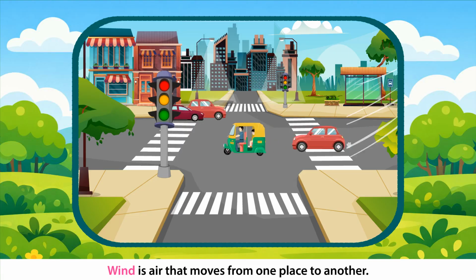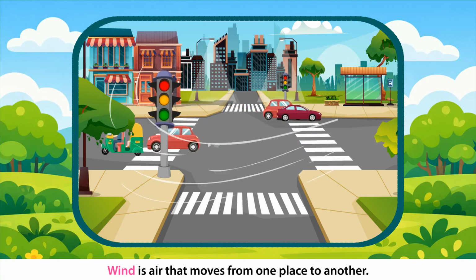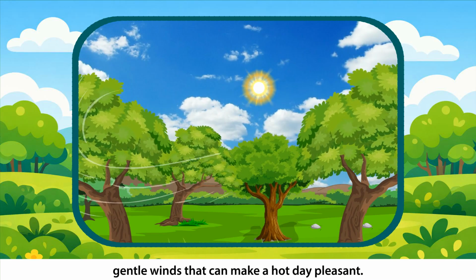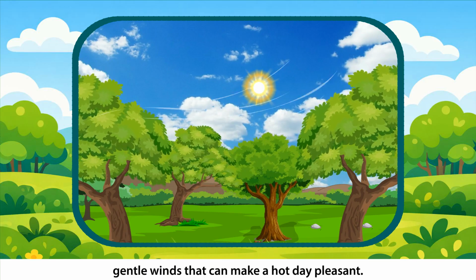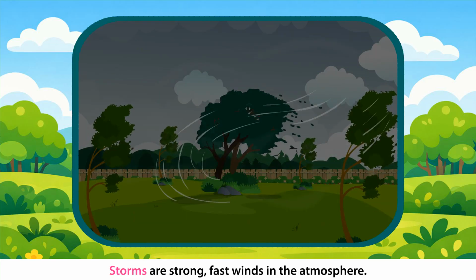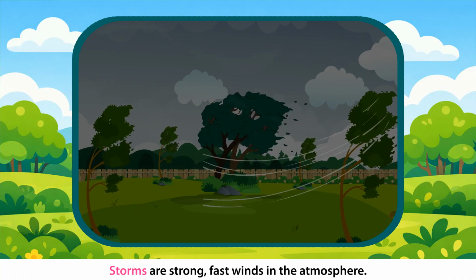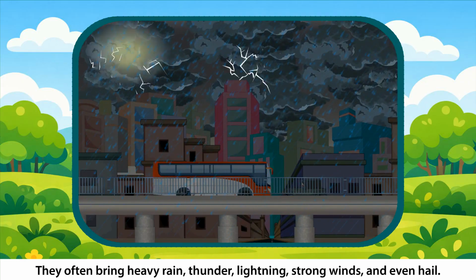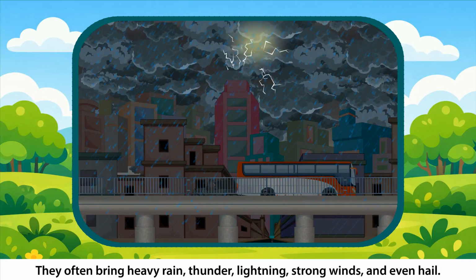Wind is air that moves from one place to another. We can feel the moving air. Breezes are light, gentle winds that can make a hot day pleasant. Storms are strong, fast winds in the atmosphere. They often bring heavy rain, thunder, lightning, strong winds and even hail.